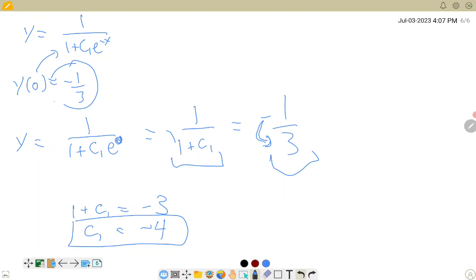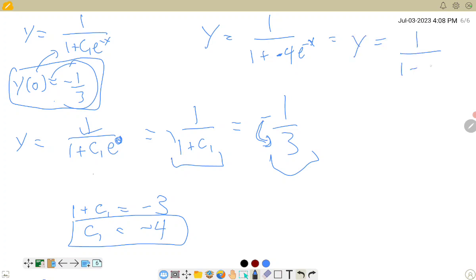So that means that the solution to this, with this initial value condition that we have written, would be y equal to 1 over (1 plus, I'm going to substitute in that c1, minus 4 e to the minus x), or just write it out as 1 over (1 minus 4e to the minus x).